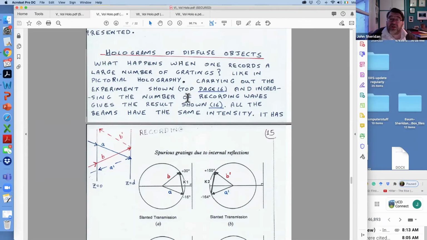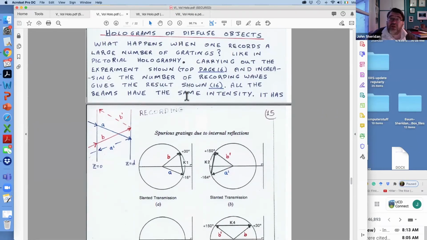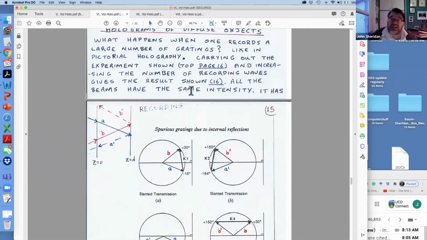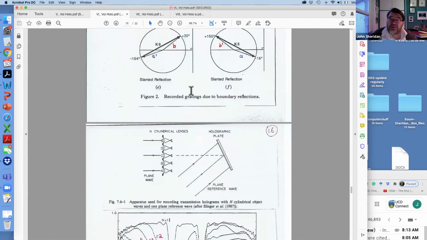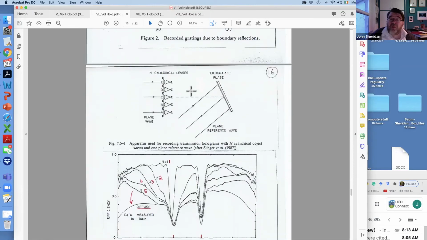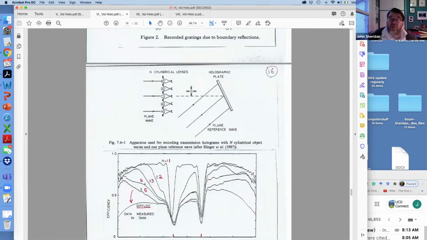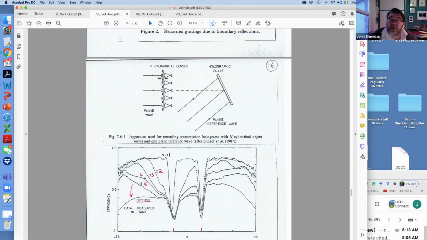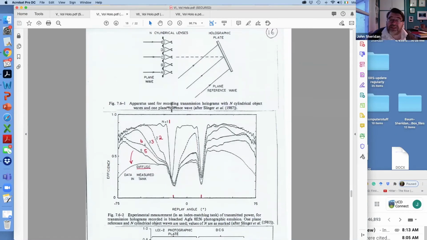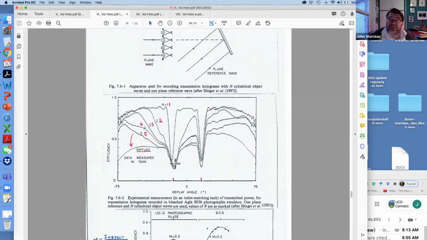So carrying out a set of experiments and increasing the number of recording waves gives the results shown in 16. All the beams have the same intensity. So if we go away, this diffuse object, we would imagine having a whole little set of point sources here. We're not talking about necessarily randomizing them in phase, though that could be the result. And what we see is that as we go from a single source to multiple sources, we'll still retain some Bragg type effect selectivity. But in general, we're going to have a much more diffuse and low diffraction efficiency from the device.